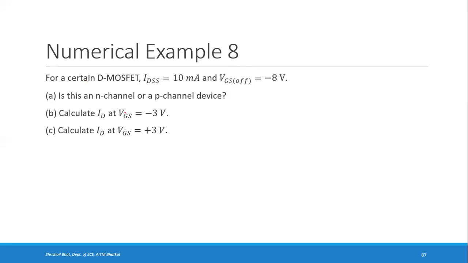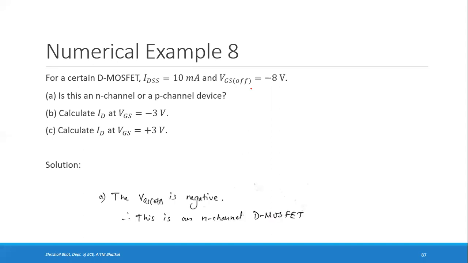Then you are given the values of VGS as -3 and +3, and in each case you are asked to find the value of drain current ID. Come to the first question: whether it is an N channel or P channel device. You can find this easily. Whenever VGS off is negative, it is an N channel device.